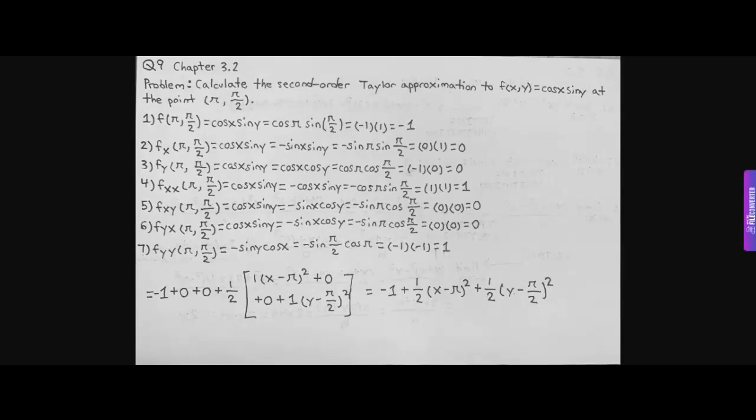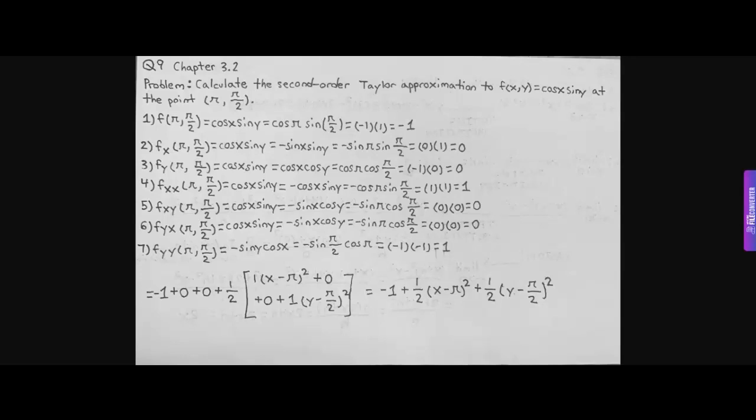So when we take the partial derivative again, we get negative cosine x times sine y. I substituted in pi for x and pi over 2 for y, which gives us negative cosine pi times sine pi over 2, which when we calculated gives us 1 times 1, which is equal to 1.